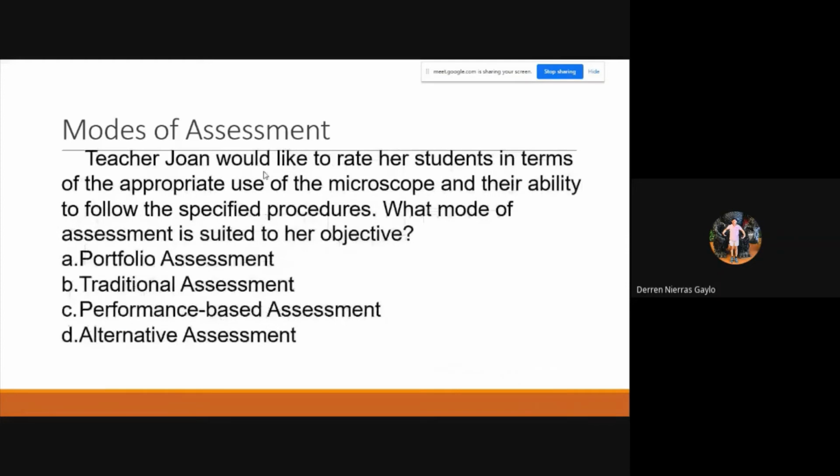Okay, how about this one? Teacher Joan would like to rate her students in terms of the appropriate use of the microscope and their ability to follow the specified procedures. What mode of assessment is suited to her objective? A. Portfolio, B. Traditional, C. Performance, D. Alternative. Here, the objective is the appropriate use of the microscope and their ability to follow procedures. So it's talking about the skills. So the answer here is performance-based assessment, letter C.